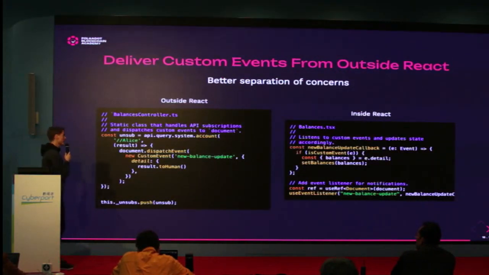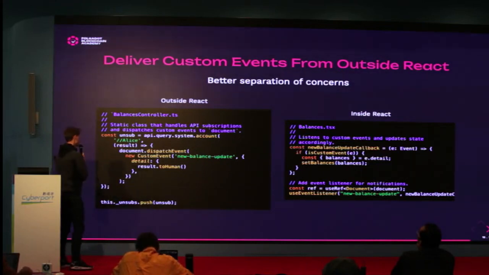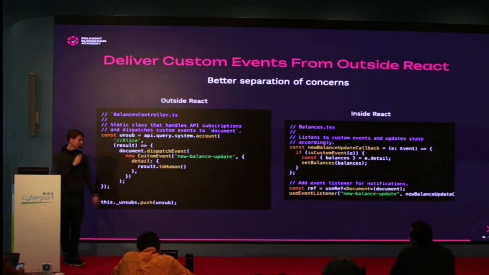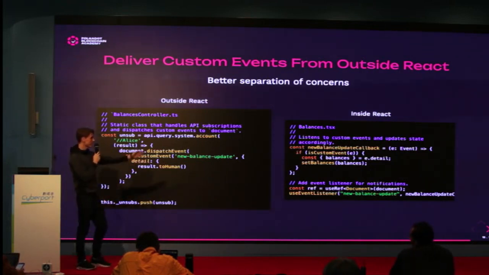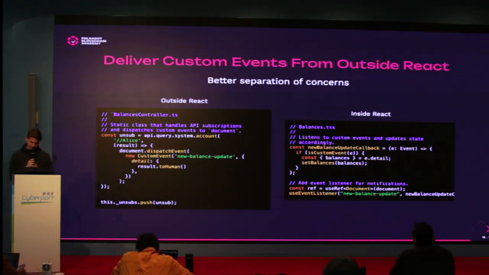Another interesting way is to just decouple subscriptions from React completely. So this is a really good way to just separate concerns completely. So I might have a static TypeScript class that manages my subscriptions, and within the callback function, I can dispatch an event to the document. So result.toHuman, formatting our results, and then on the React side, I can go ahead and subscribe to an event listener, and then update state in this component only.